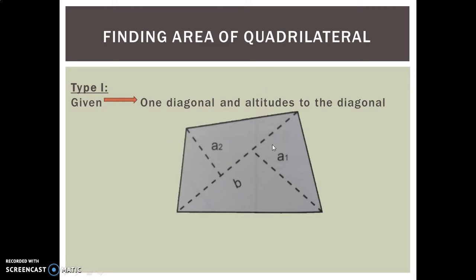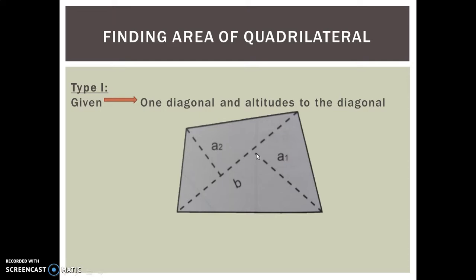First, let us quickly revise what a quadrilateral is. A quadrilateral is a shape with four sides. And what is a diagonal? A diagonal is a line joining two opposite vertices. This is the diagonal which is joining the two opposite vertices. Let us say we are giving it the measurement b. What is an altitude? An altitude is a line joining a vertex and the diagonal. So this is an altitude which is joining a vertex and a diagonal. There are a total of two altitudes, a1 and a2.